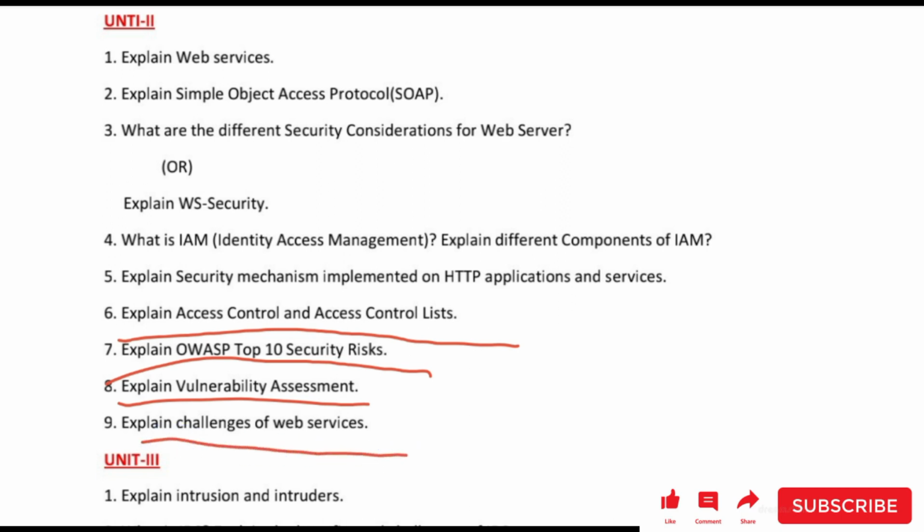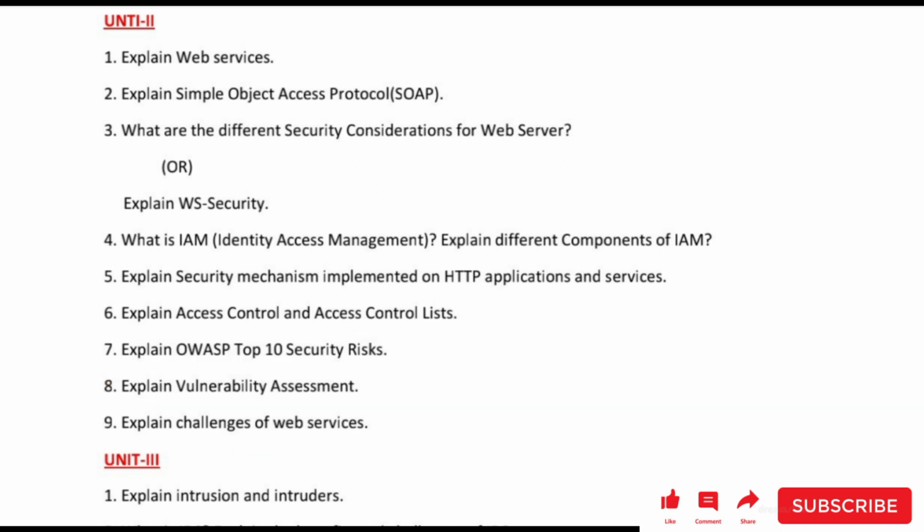If you are providing the web services, what are the challenges that you will face on the internet, that you need to explain.